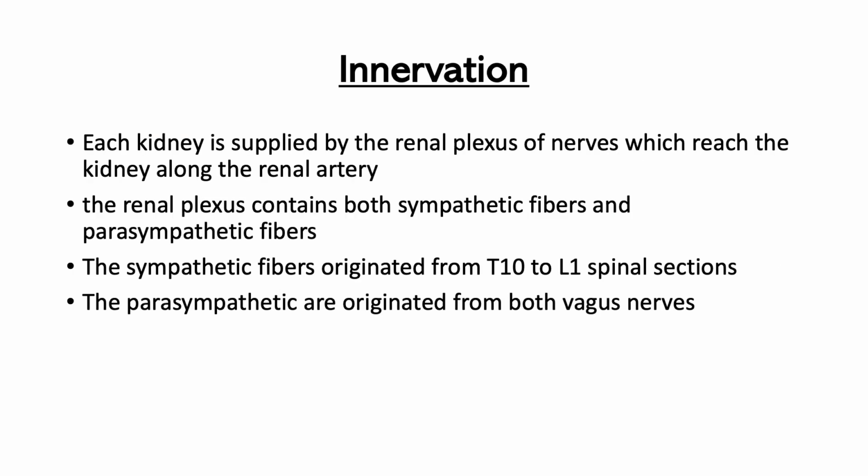The nerve supply is as follows. Each kidney is supplied by the renal plexus of nerves, which reach the kidney along the renal artery. The renal plexus contains both sympathetic fibers and parasympathetic fibers. The sympathetic fibers originate from T10 to lumbar 1 spinal segments. The parasympathetic originate from both vagus nerves.